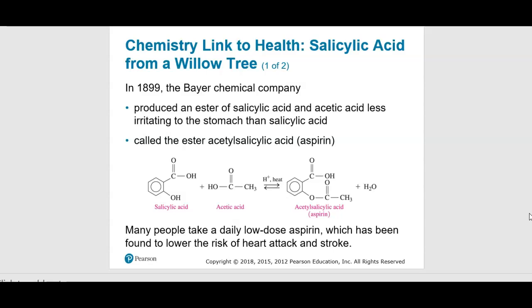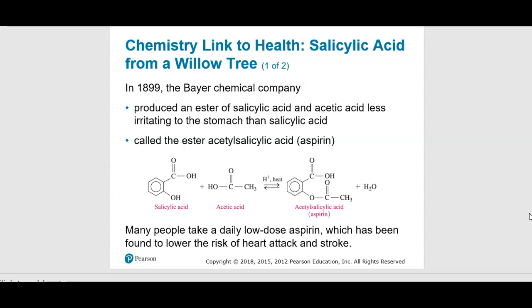In 1899, the Bayer Chemical Company, it's a German company. I worked for them for 14 years. We say Bayer in the United States, but it's Bayer. Anyway, they produced an ester of salicylic acid and acetic acid, which I already drew for you, the acetyl salicylic acid, which was less irritating to the stomach than salicylic acid. And they called it aspirin.